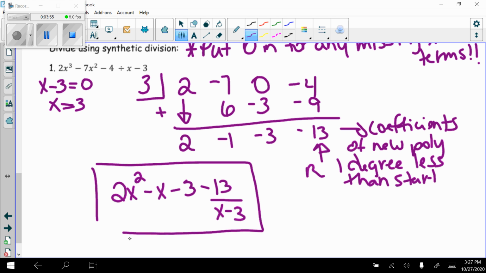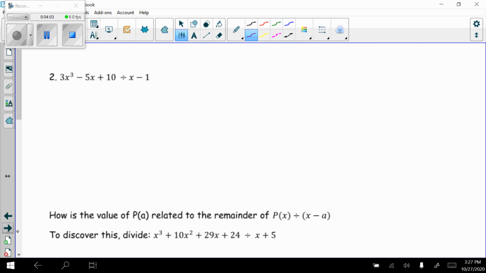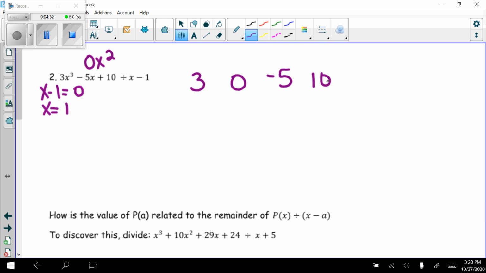We are going to do a lot more of these examples. Notice how much nicer and quicker synthetic division goes. Okay? All right. So next page, 3x cubed minus 5x plus 10 divided by x minus 1. Again, I'm going to take x minus 1, set equal to 0 to get x equals 1. That's what's going to go in my box. And notice I'm missing a 0x squared, so I need to place 0 as a placeholder in. So write out your coefficients, starting with the x cubed, 3. The x squared is a 0. The x is a negative 5. The constant is a 10. And my little half box is a 1.